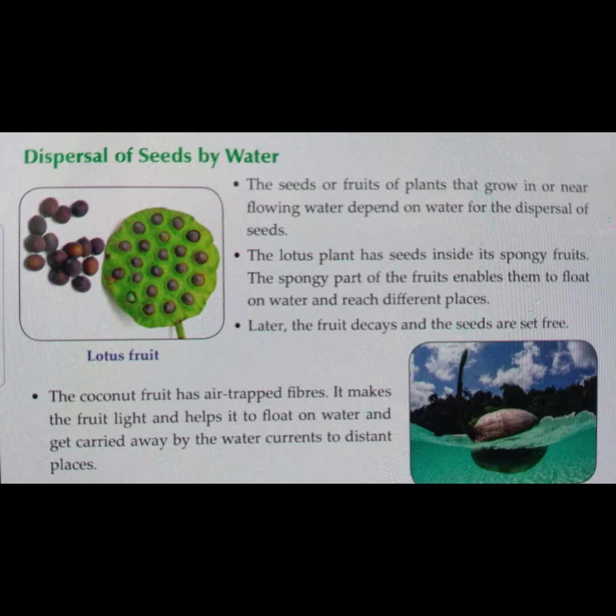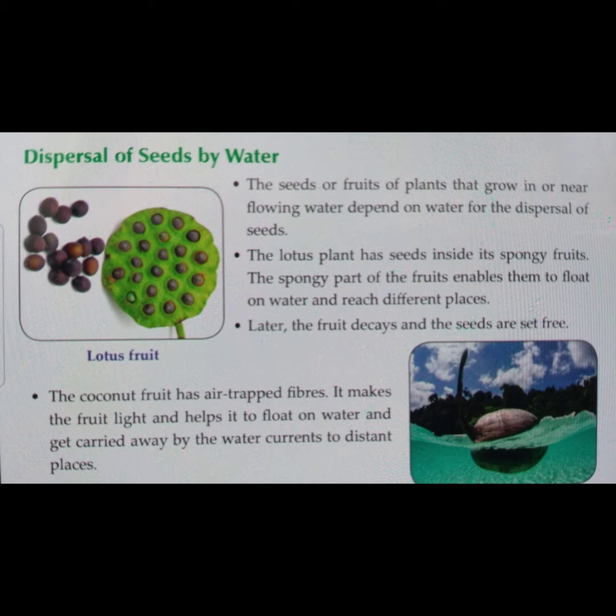This spongy part of the fruit enables them to float in water. They'll continuously keep on floating in water and reach different places. When they are floating in water continuously, after a few days the fruit gets decayed, and then the seeds get set free from the fruit. This is how the seeds get detached. Once the fruit is decayed, the seed gets separated from the fruit.